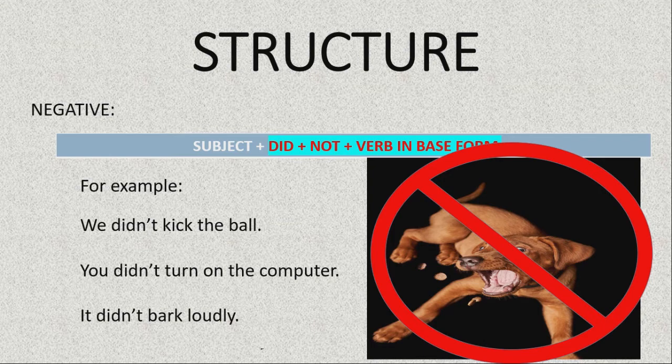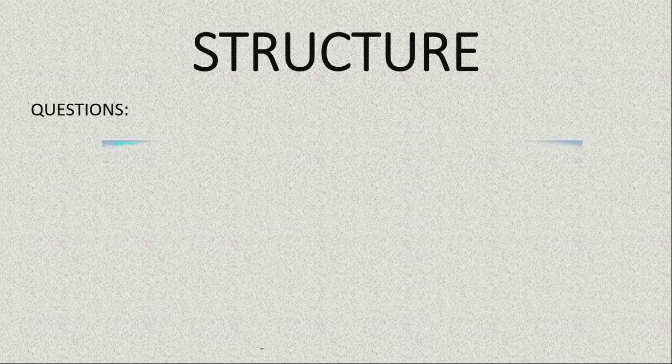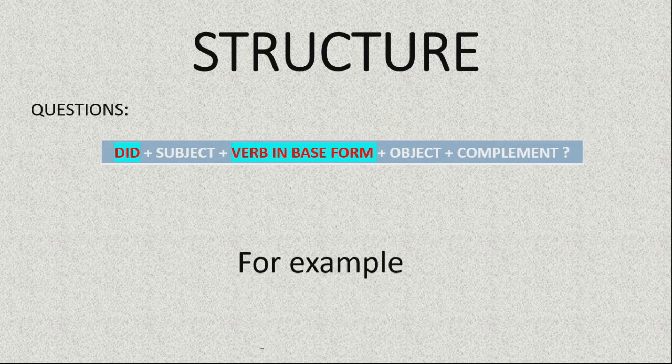Now, for the question structure, it is very similar. Remember that the auxiliary, we put it at the beginning. Then we have the subject. The verb will still be in base form. Then we have the object and the complements. Please do not forget to add the question mark.